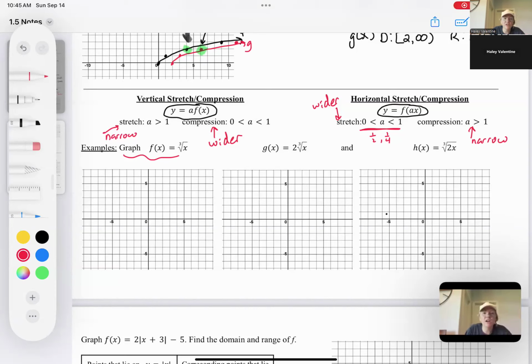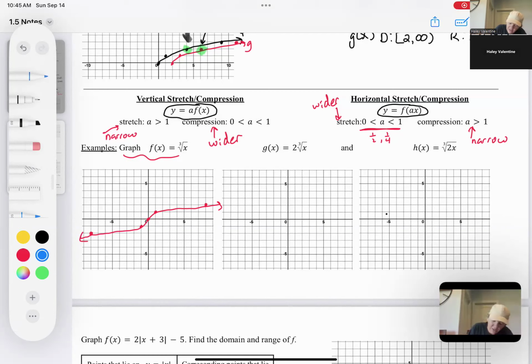So graphing our parent function for the cubed root. Again, go back to 1.4, your library if you need. But here's what your cubed root looks like. (-8, -2). And then remember, we can plug in the negatives with cubed roots, because a negative times a negative times a negative is still negative. So there's your parent function.